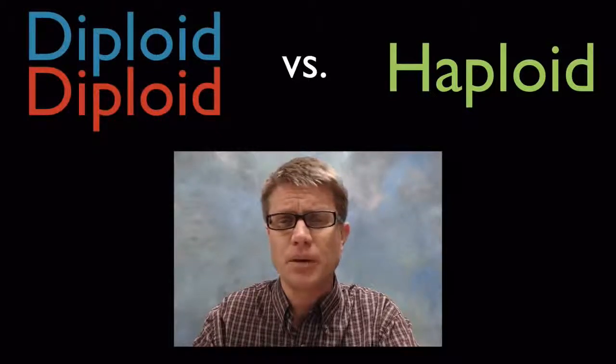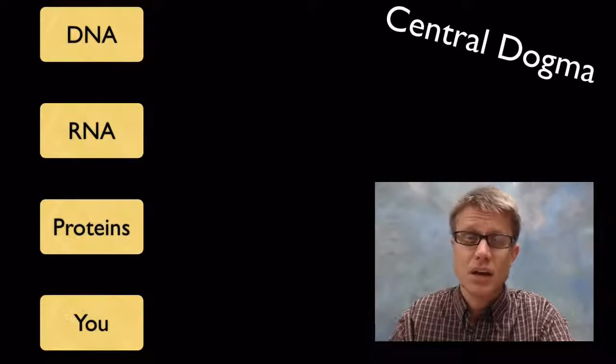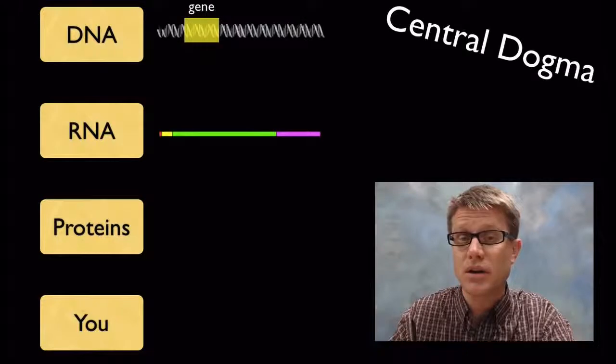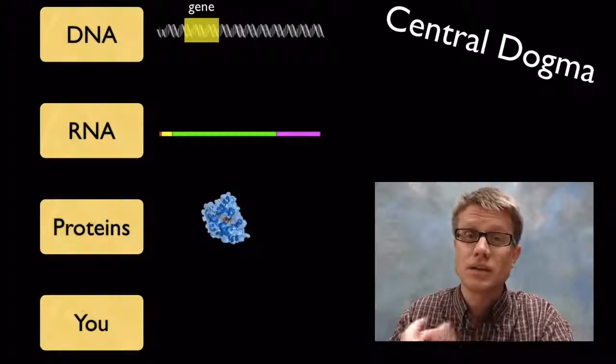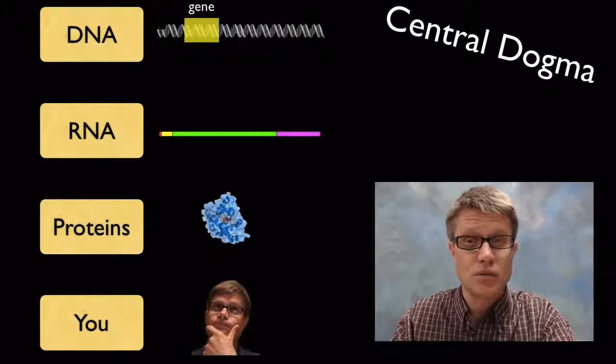But before we get to diploid and haploid cells, let's talk about the secret of life. And the secret of life is this: the genes, or the information on how to make a new you, is going to be found in your DNA. So the DNA contains genes. Those are simply sections of DNA that code for specific RNA, which eventually makes specific proteins, and those proteins eventually make you. And so we're going to have around 20,000 genes in human DNA.